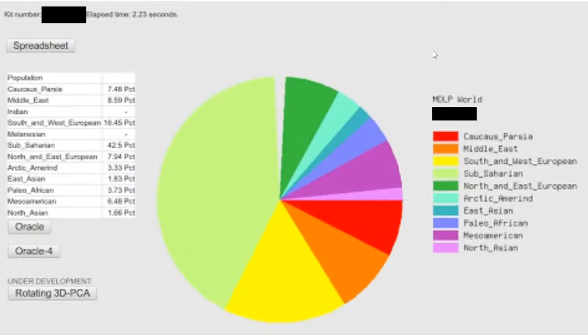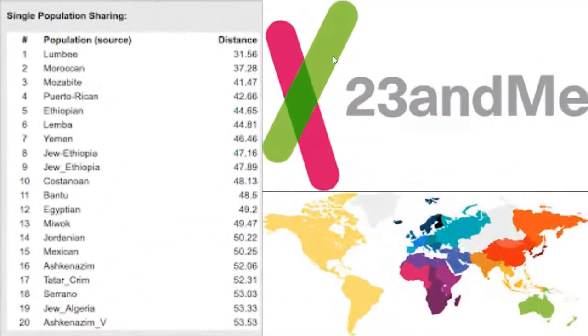But going forward, these are my Oracle results and my single population sharing. Again, these are my 23&ME raw data results. Getting right into it, it says I'm Lumbee at a distance of 31.56. The lower the number, the closer you are to the population. Moroccan at 37.28. Mozambique, which is a type of Berber, at 41.47. Puerto Rican at 42.86. Ethiopian at 44.55, or 65, excuse me. Lemba at 44.81. Yemen at 46.46. Ethiopian Jew at 47.16, and Ethiopian Jew at 47.09.